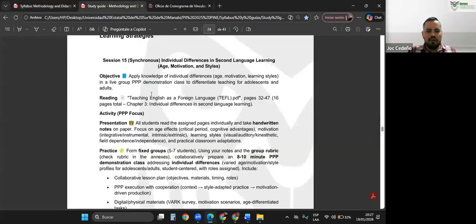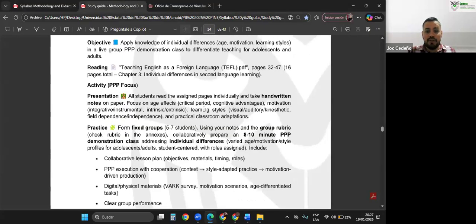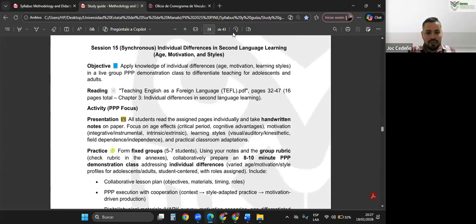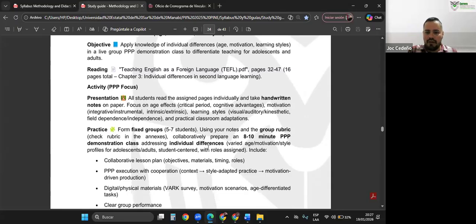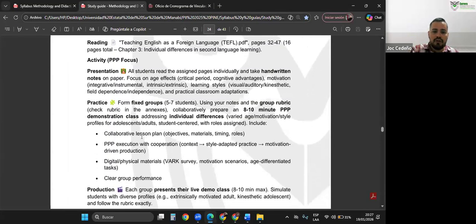Our topic for today is individual differences in language learning. So you need to focus specifically on adolescents or adults, one of them. You need to use this theory that talks about variation of age, motivation, style, profiles for adolescents, profiles for adults, a student-centered approach as well. You need to include your lesson plan, PPP execution with cooperation, and you need to create a digital product, and finally, a clear group performance.